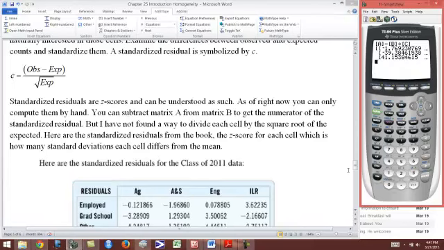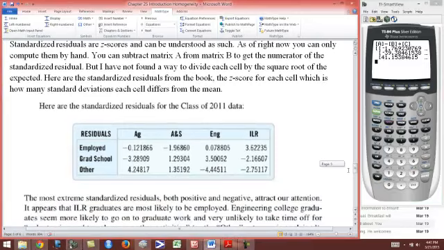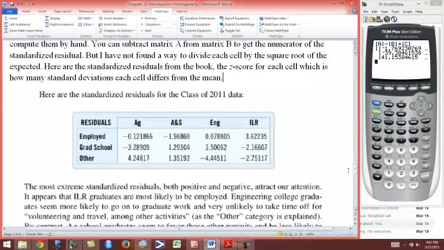Okay. Now, probably the typical thing you would be asked to do is just to compute the residual for one cell. So you need to know how to do the residual. Now, here are all the residuals for every cell. So let's look at them, okay? Now, let's look at the row for other.